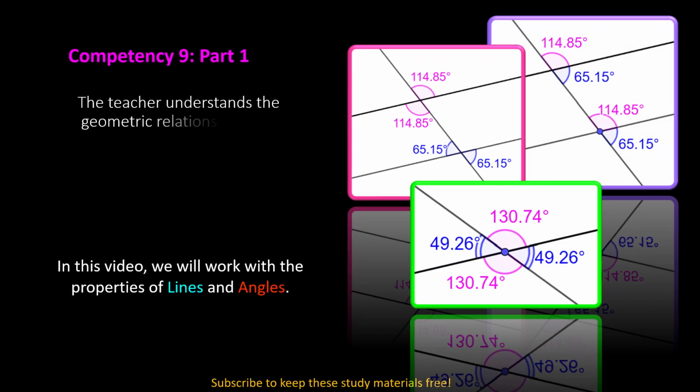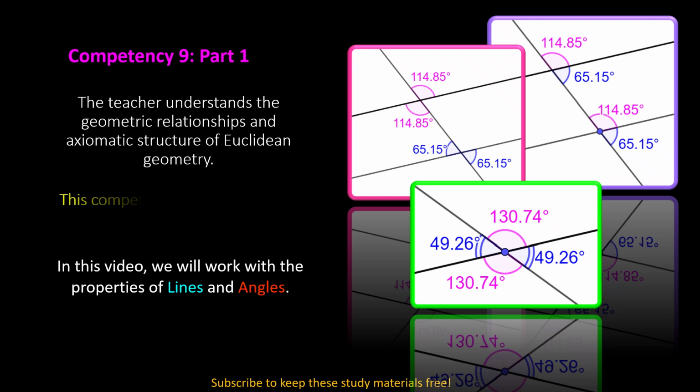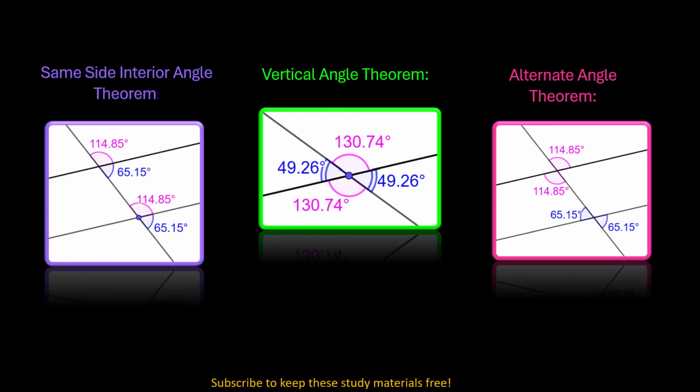Welcome to part 1 of Competency 9. In this competency, the teacher understands the geometric relationships and axiom structure of Euclidean geometry. In this video, we will work with the properties of lines and angles. We will not go into in-depth explanations of Euclidean geometry. The assumption is that you have already studied this particular geometry.